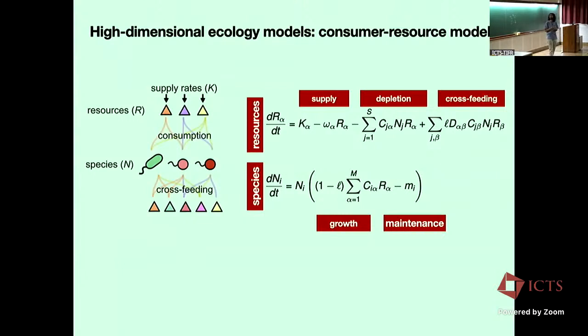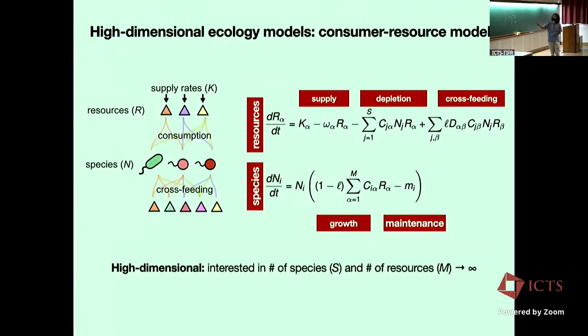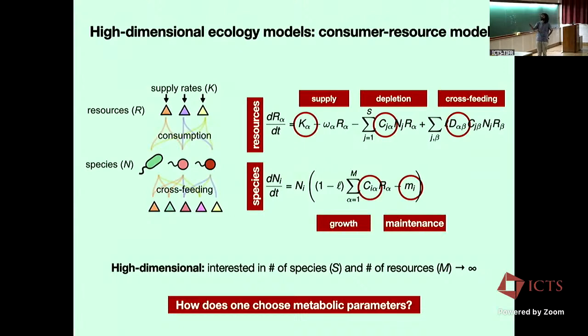And so when we say these are high-dimensional ecology models, what I mean is that these are actually not just two equations, but many, many equations. There's one for each species, and in principle there can be S such species. There's one for each resource, and there can be M such resources. When we're really talking about high dimensions, we're interested in limits or regimes where the number of species and the number of resources go together to some large number. Right? And in this kind of regime, a natural question that you might ask is, how do you sample all these different parameters that are present in these kinds of models?